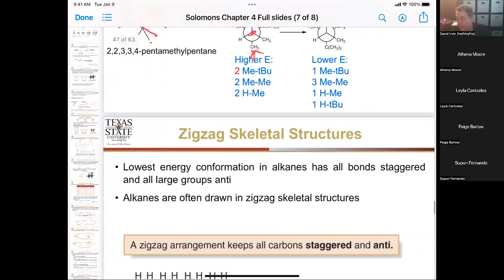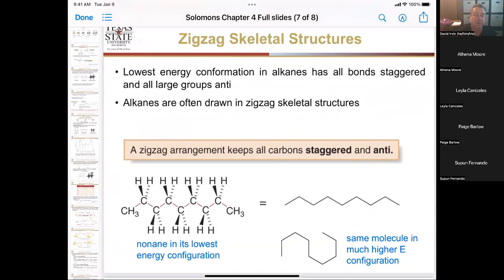Now, because of our Fischer projection, we saw that the best way to have our substituents organized on our compound is to have them in a staggered configuration and anti, if at all possible. Well, that means that when we look at our zigzag skeletal structure, it actually has them in their staggered and anti configuration. Okay, so this is technically our lowest energy conformation. Doesn't mean that's how it is all the time. It just means that's why we draw it in this way, because that's its lowest energy conformation.